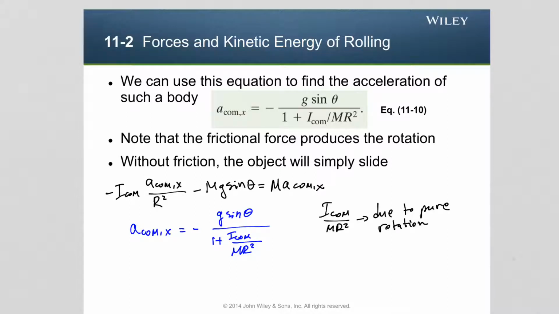The term I divided by mr squared is the term that appears in the expression for the acceleration of the center of mass due to the pure rotational part of the rolling motion. If the rotational motion wasn't there, then the object would be just sliding down the incline. In this case, we have already seen that the acceleration of the center of mass is simply equal to minus g sine of theta, and this is due to the x component of the weight only.